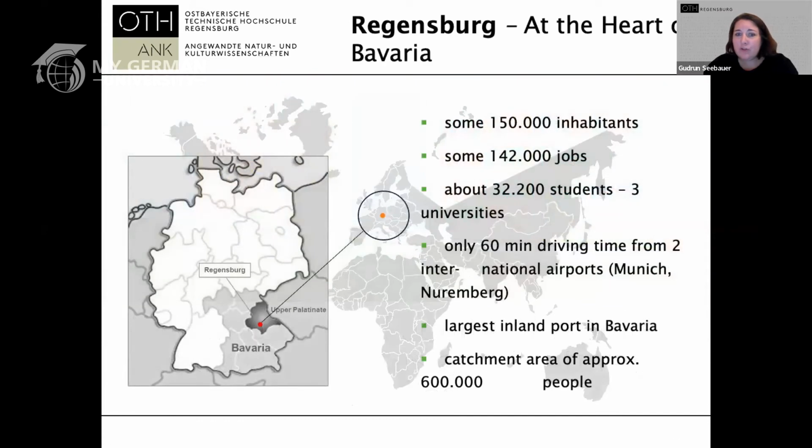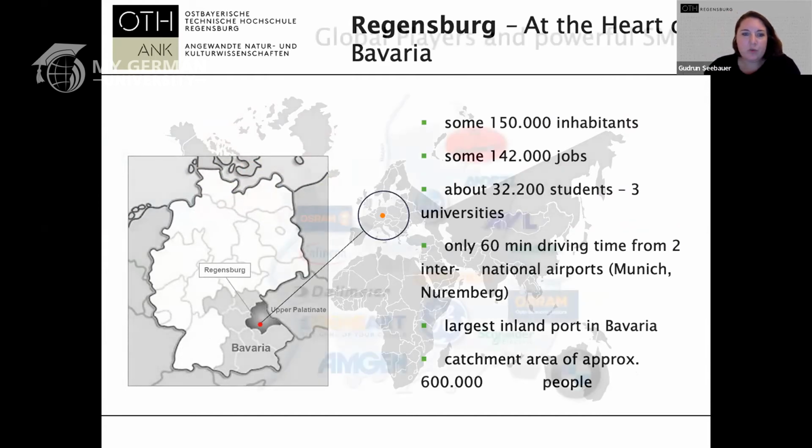As you've already seen, Regensburg is a relatively medium-sized city, I would say. We have roughly about 150,000 inhabitants. We are located in Bavaria, actually between Nuremberg and Munich. You may all know Munich because of the Oktoberfest as a cliché. But of course, we also have a large infrastructure, which I will show you here.